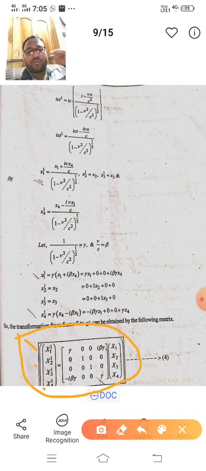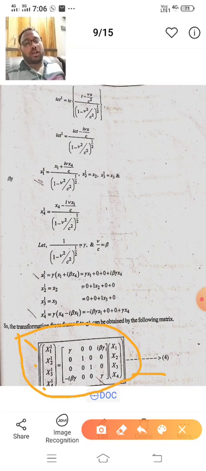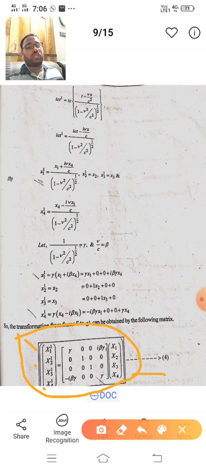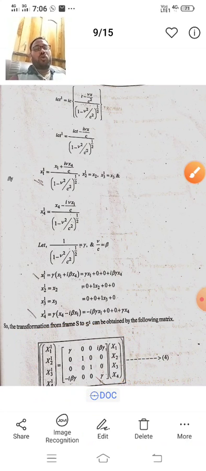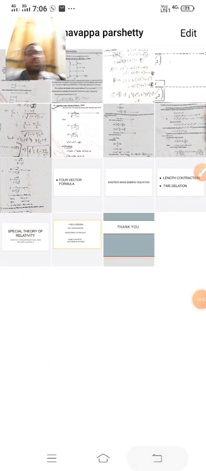Why are we using 4 vector formalism? For the simplification of mathematical vectors in the special theory of relativity, or in general physics, we use 4 vector formalism, that is x1', x2', x3', x4' equals gamma 0 0 i beta gamma; 0 1 0 0; 0 0 1 0; minus i beta gamma 0 0 gamma, times x1, x2, x3, x4. This is the 4 vector formalism. So this is the special theory of relativity.